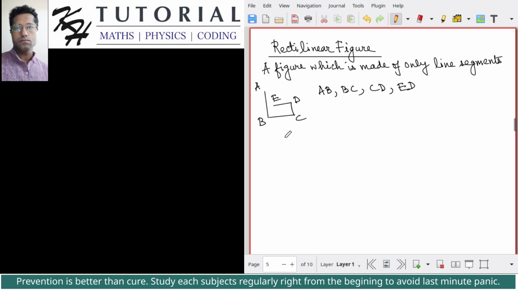Now also, a rectilinear figure has nothing to do with whether it is a closed figure or an open figure. A rectilinear figure can be a closed figure, and it can also be an open figure. The only condition is that the figure is made up of only line segments. Okay, now let's draw a few more rectilinear figures.